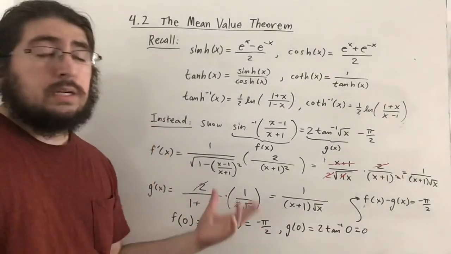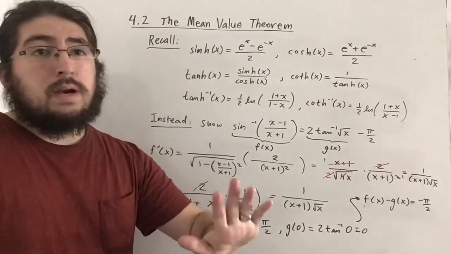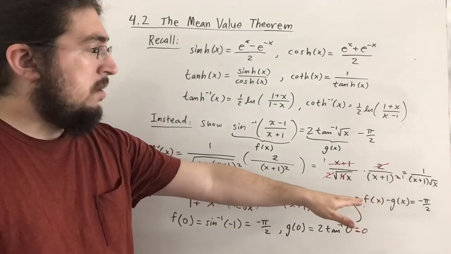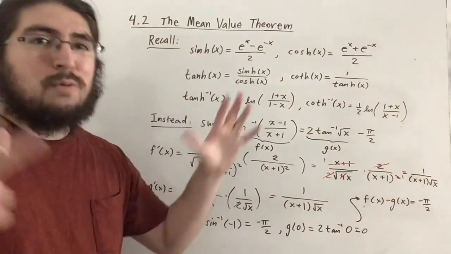So I plugged in 0 because it was nice. But no matter what number you pick, you can try your own if you want, you'll get negative pi over 2 as well. And then notice just adding g of x to the other side gives us our identity. And we are done finally.